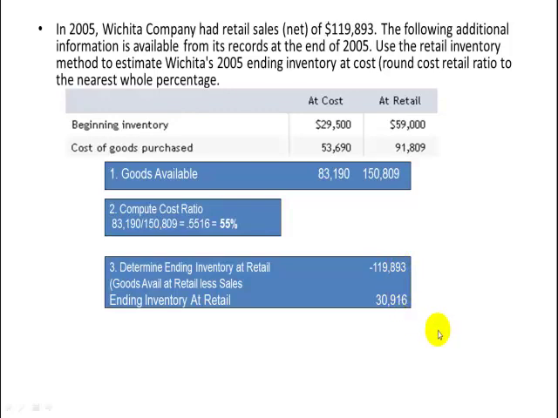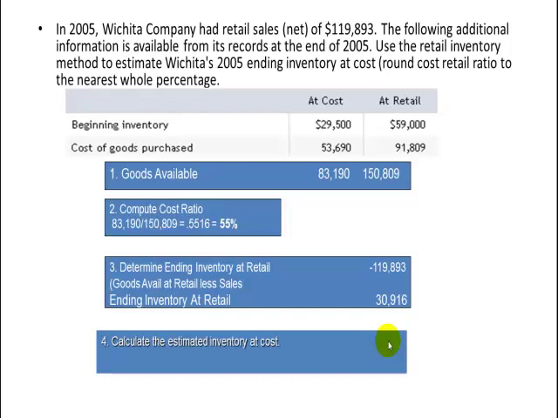And the last step is to convert this retail inventory figure to a cost figure, because you can't use the retail value of your goods as an inventory figure. You've got to use what they cost you. So the last step, step four, is to calculate the estimated inventory at cost, and that'll be just taking the retail number we got, which is 30,916, and multiplying it times that cost ratio, and you end up getting this number. If they want you to round your answer to the nearest dollar, the answer would be $17,004.